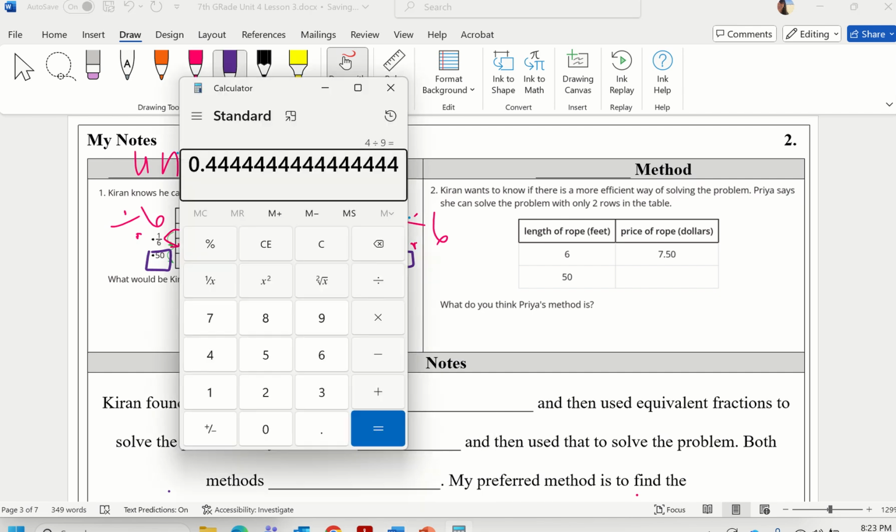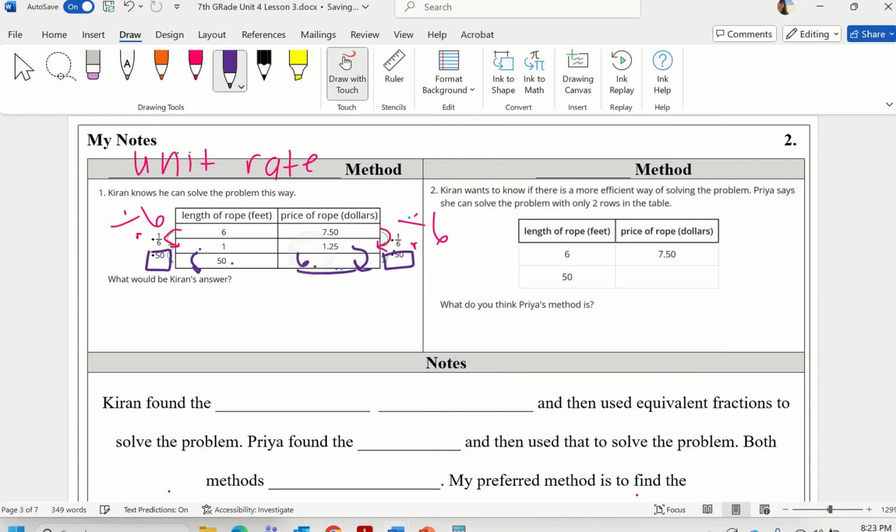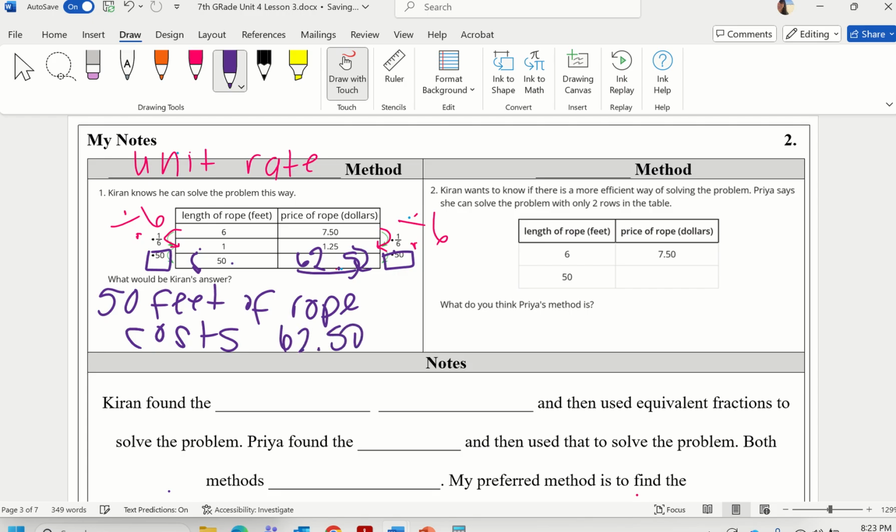So please pull out your calculator and type this along with me. 1.25, make sure you have that calculator up and make sure you're typing, times 50 equals 62.5. So we can put that in our table. And this means that 50 feet of rope costs $62.50.